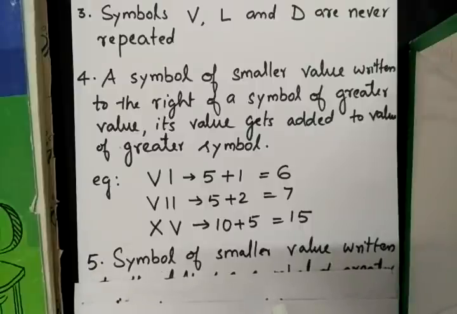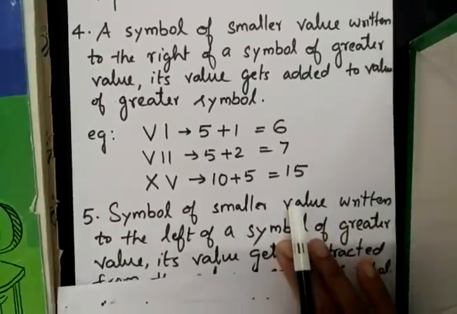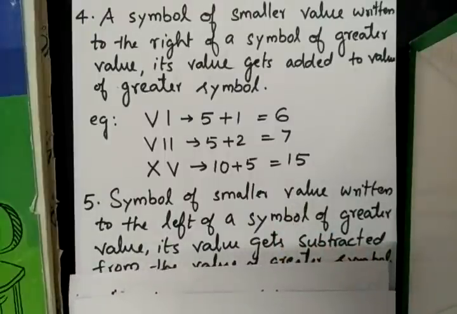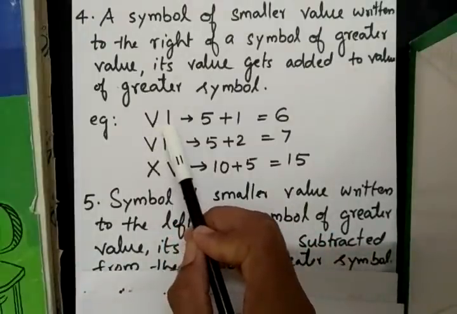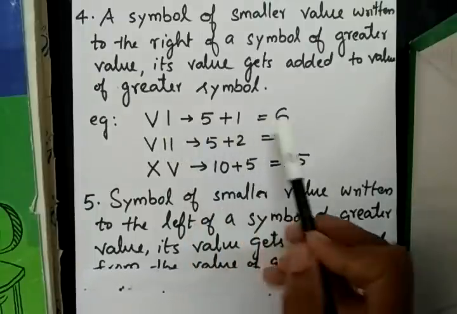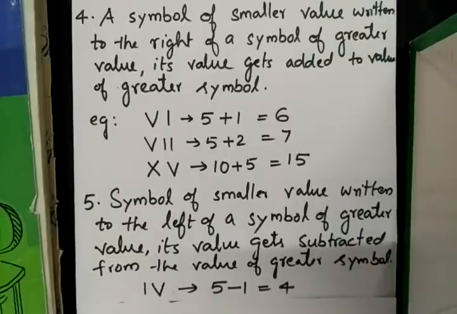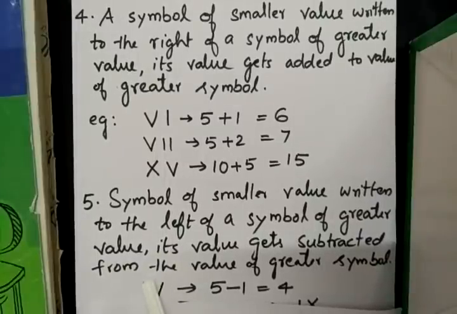Now the next rule is also like this: a symbol of a smaller value written to the left of a symbol of greater value. Here we wrote the smaller value on the right. When we write on the right side, its value is added. Now if we write it on the left side, its value will be subtracted. See, here if I write 1 on the left side of V, its value is to be subtracted. Now you know what this is: it represents 4.